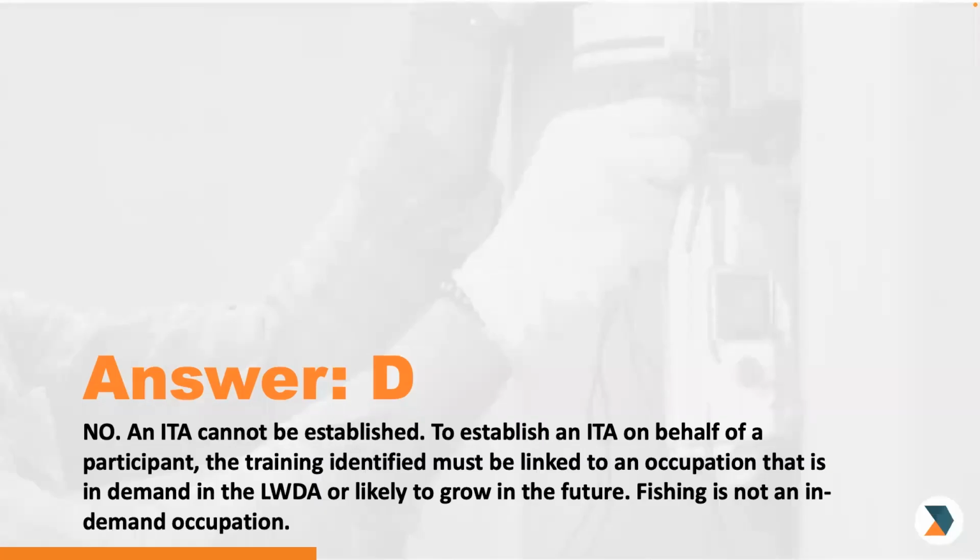If you answer D, you are correct. Remember, in order to establish an ITA on behalf of a participant, the training identified must be linked to an occupation that is in demand in the local workforce development area or likely to grow in the future.